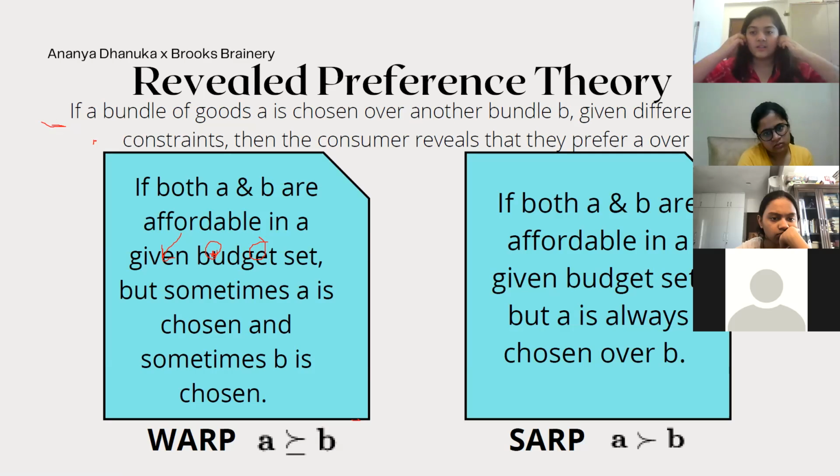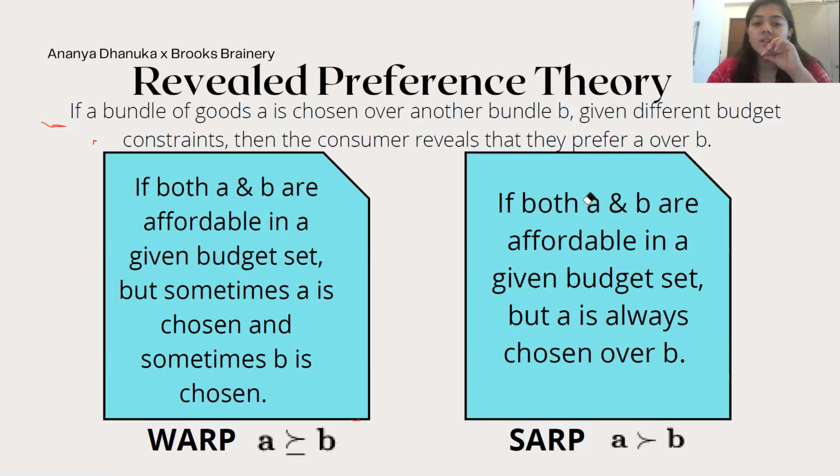Then the final theory that we talk about is revealed preference theory. When you plot these indifference curves, it naturally tells what your preferences are. So there are two theories that come from revealed preference theory, which are the weak axiom of revealed preferences and the strong axiom of revealed preferences. This essentially says that if both A and B are affordable, sometimes A is chosen and sometimes B, right? This is what we spoke about earlier while we were defining the different preferences.